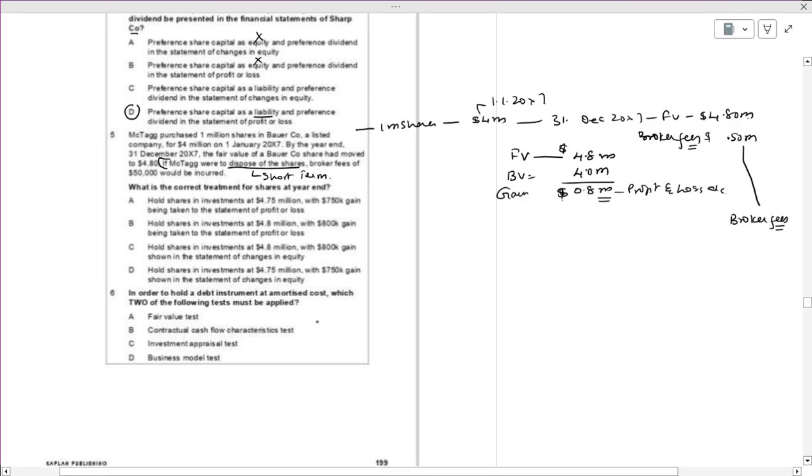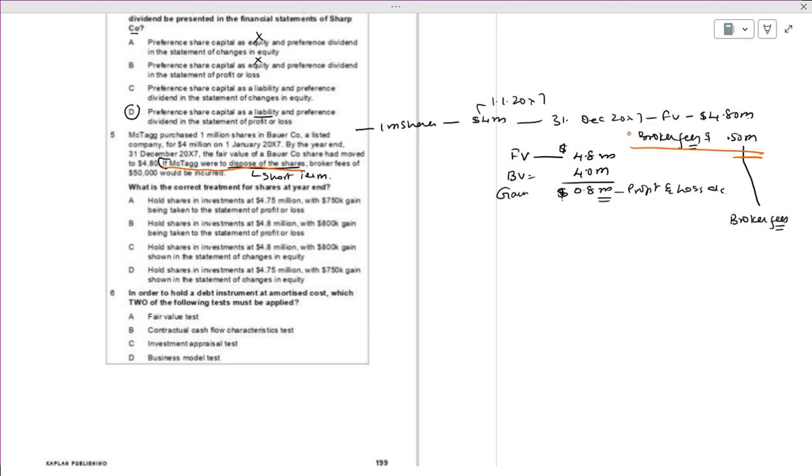We have not taken broker fees because they have mentioned very clearly that if Mr. Tag were to dispose of the shares, if you have sold it, then broker fees of 50,000 will come. Then we would say net realizable value is sale minus cost to sell. Here they have not sold, so we should not take the broker fees in this case.